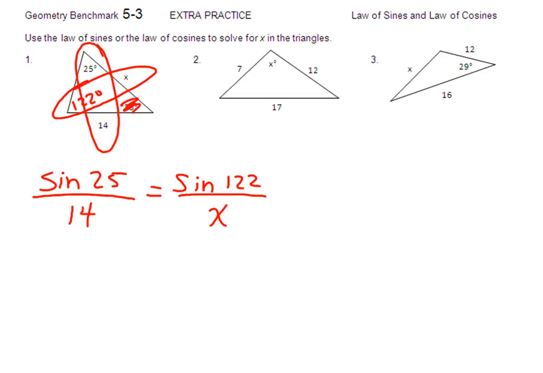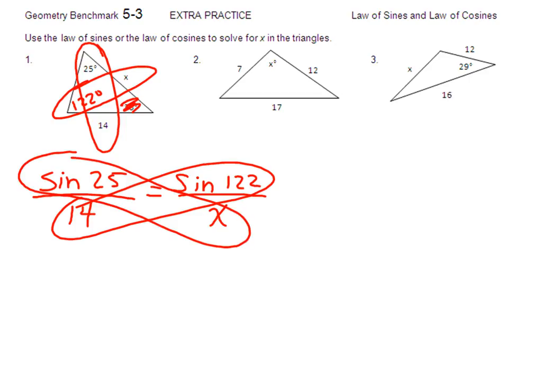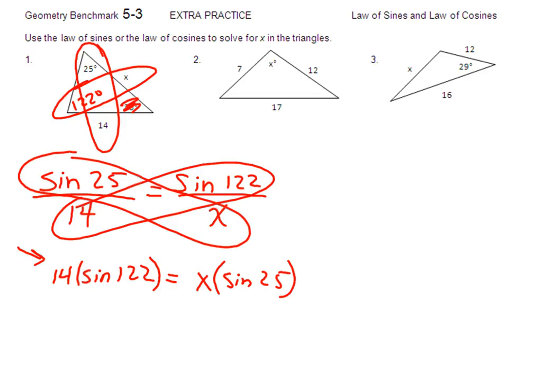To solve this, we're just going to cross multiply. So I'm going to take my sine of 122 times 14 and basically divide by the sine of 25. So if you want to write the whole thing out, which I wouldn't do, 14 sine of 122 equals x times the sine of 25. To solve this, now this is some crazy decimal number over here, then I'm going to divide by the sine of 25 at the end.